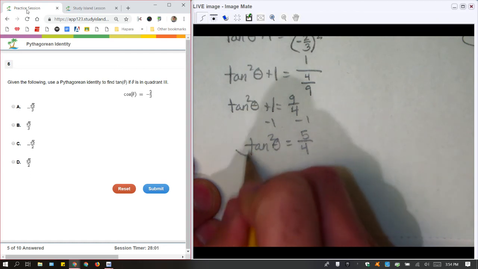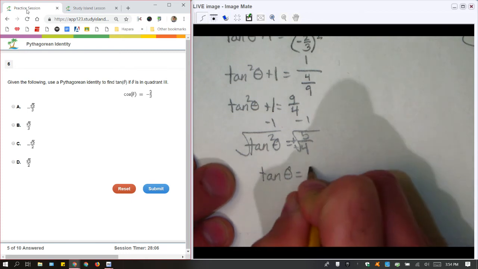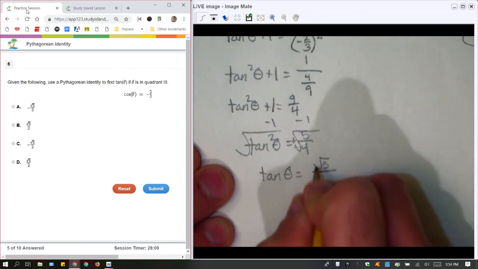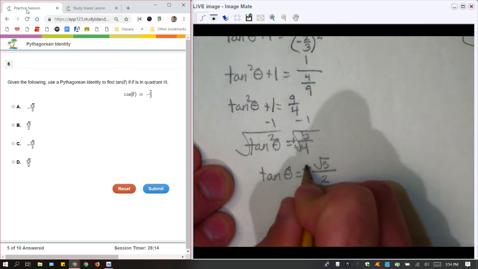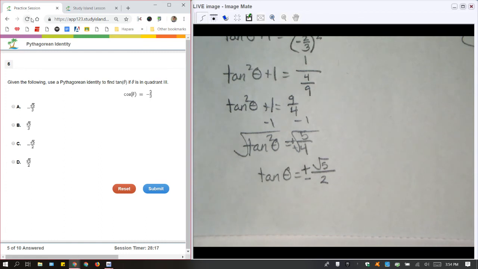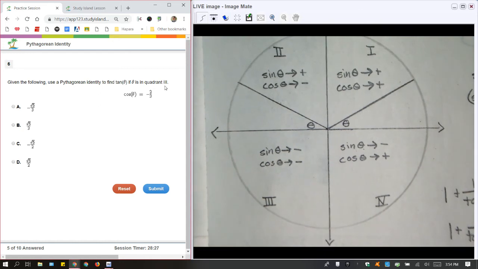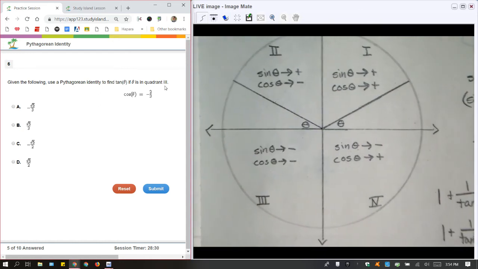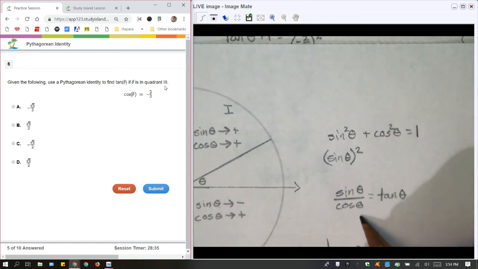And finally, take the square root of both sides, and you get the tangent of theta is equal to the square root of 5 over the square root of 4, which is 2, but I want the positive or negative version. Now, in this case, you've got to remember the quadrant. It's quadrant 3. In quadrant 3, sine and cosine are both negative. Sine and cosine are both negative. And the sine of theta divided by the cosine of theta is the tangent of theta.